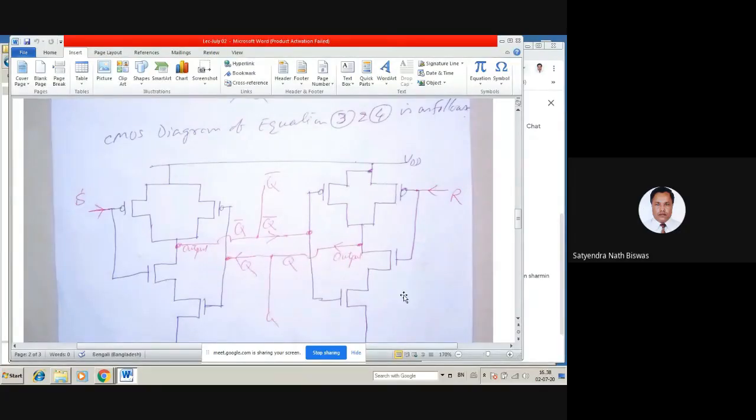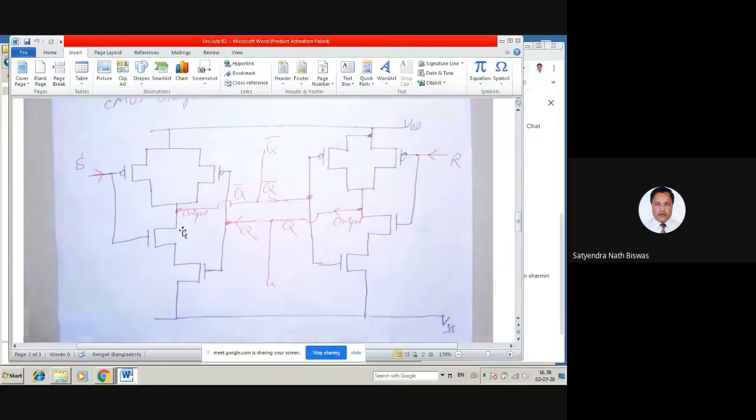Now if we look at this circuit, S and R are the 2 primary inputs from 2 sides, and Q and Q bar are the 2 outputs of the circuit. So this is a complete diagram, and we need only 8 transistors, 4 PMOS and 4 NMOS. That's all. So this is the right diagram, not the previous one.